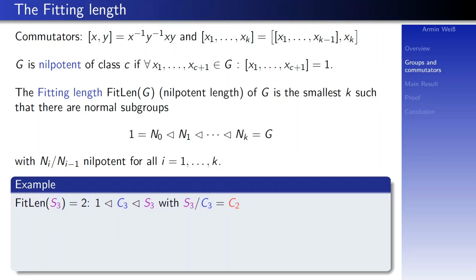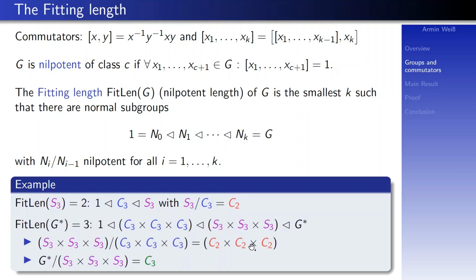Now the fitting length of this S3 is just 2, because we have the normal subgroup C3 in S3, and the quotient is C2, which is abelian. And it's not 1 because S3 is not nilpotent. And the fitting length of G star is 3, because we have this series, and both quotients are abelian again.